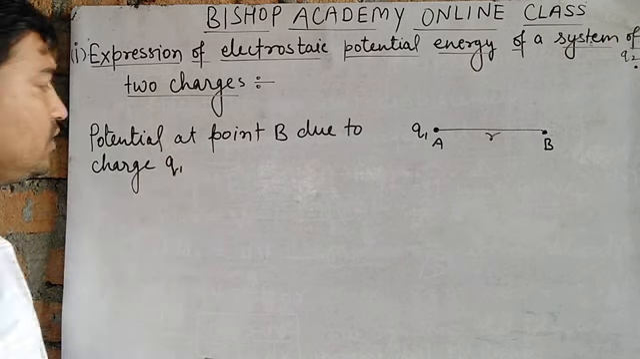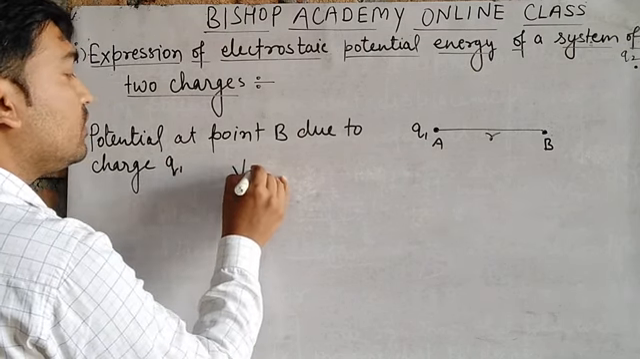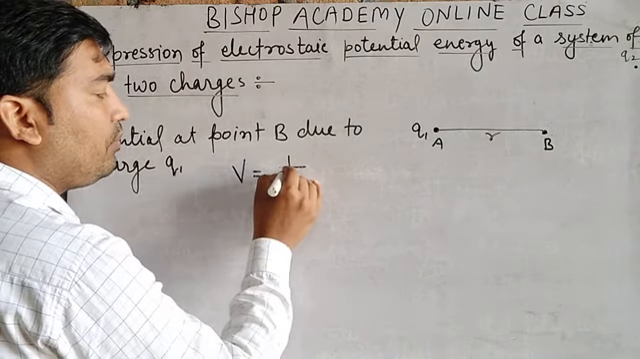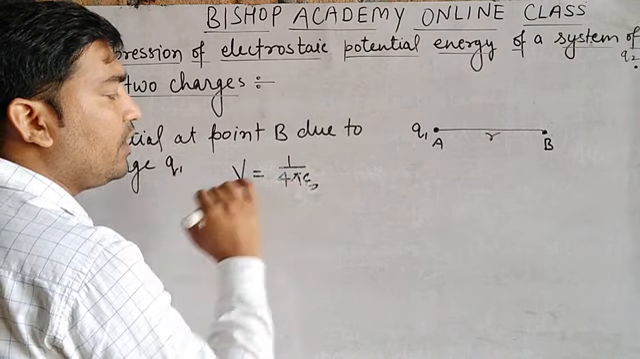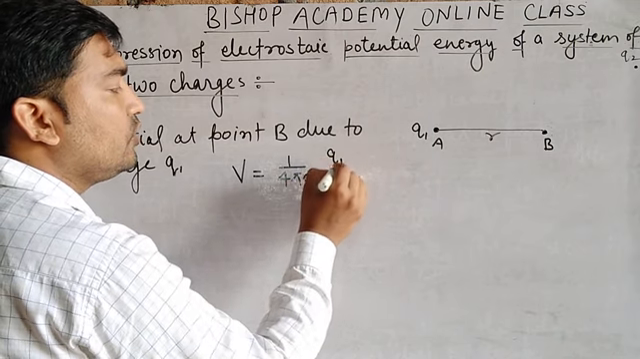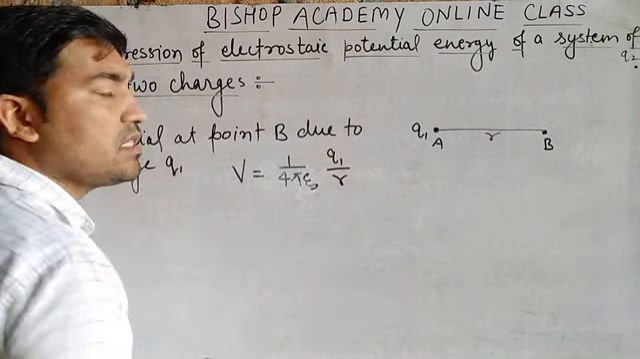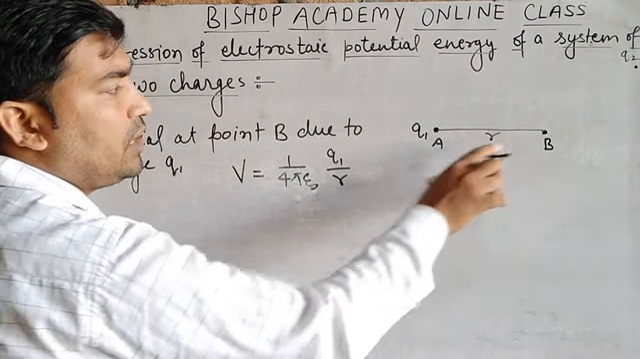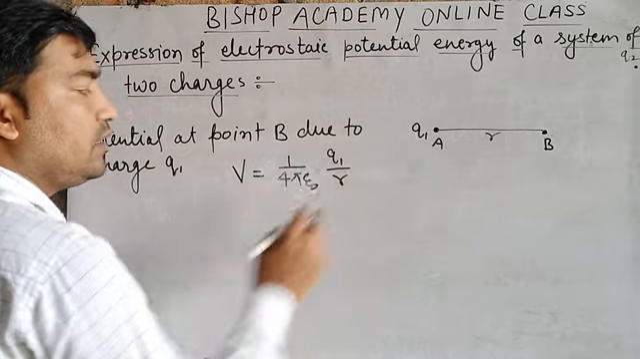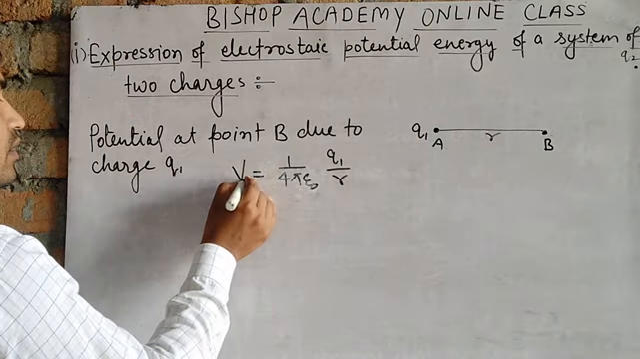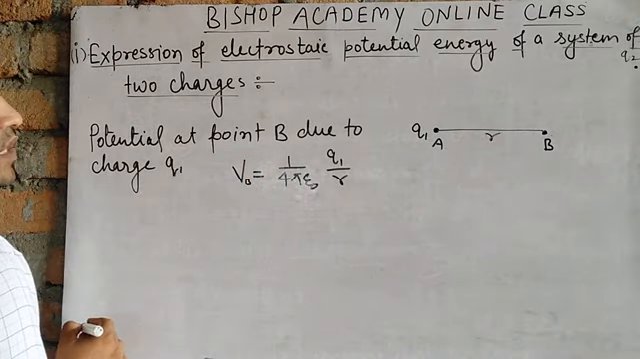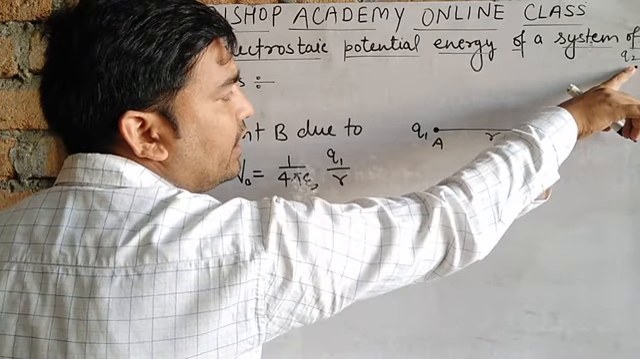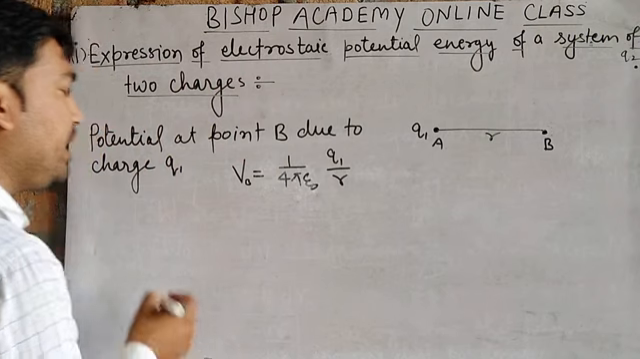We all know that electrostatic potential V is equal to 1 upon 4 pi epsilon naught, charge Q1 upon the distance R. This is the electrostatic potential at point B due to charge Q1. This is denoted by V_B. And now we have to calculate the work done in bringing Q2 at point B.